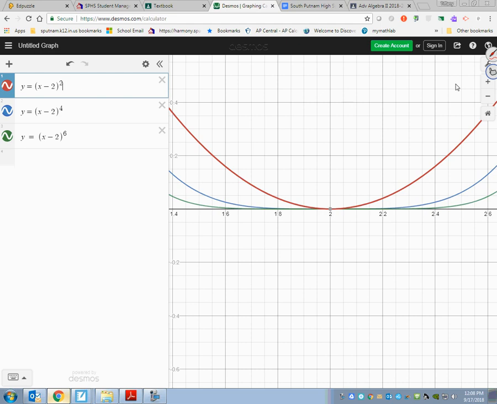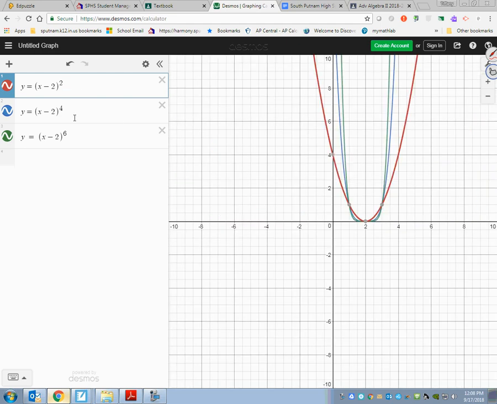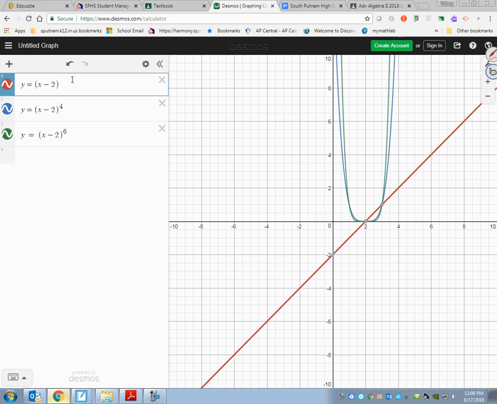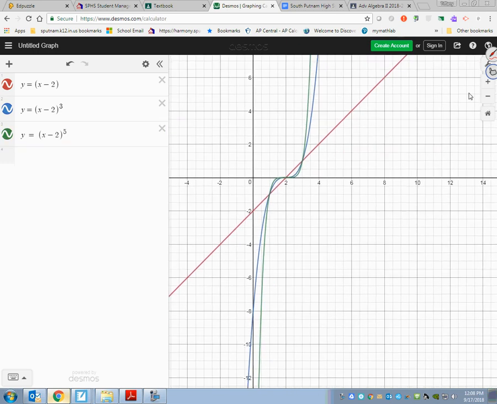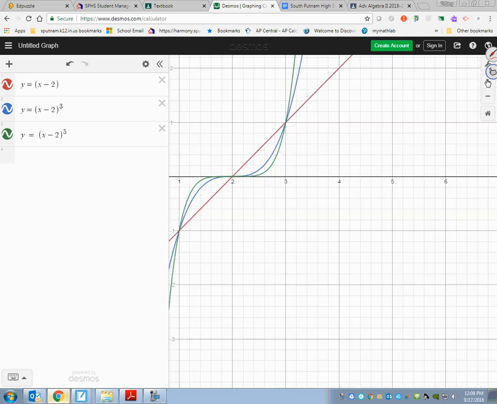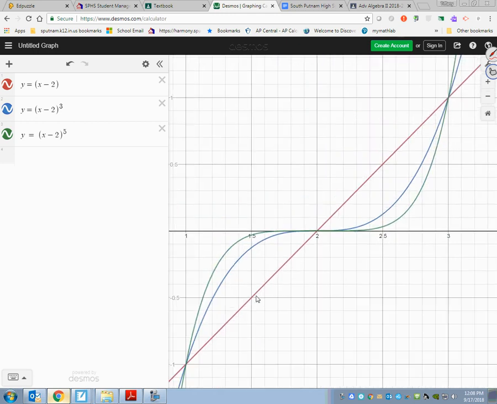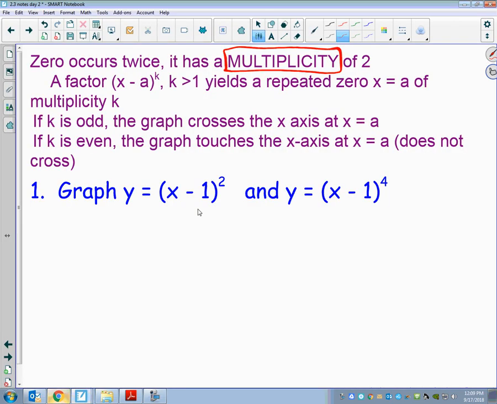What happens if I change this to an odd number? If it was just x - 2, that's just a line. If it was (x - 2) to the 3rd, that's where we get that little curve in our x cubed graph. And if it was to the 5th, it still curves, but again, what's happening here is that we are flattening out. But the difference is when it's odd, it crosses the graph. Look at the blue one, this is the cubed. Then look at the green one, this is the 5th power. So the higher the multiplicity, the more the graph flattens.